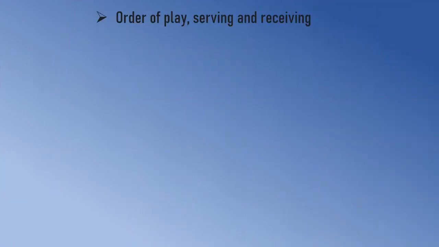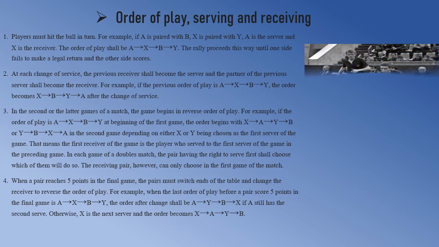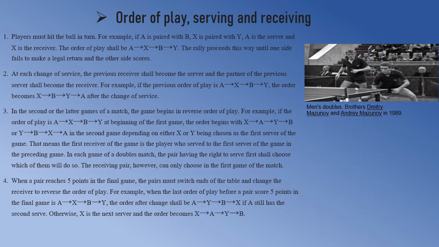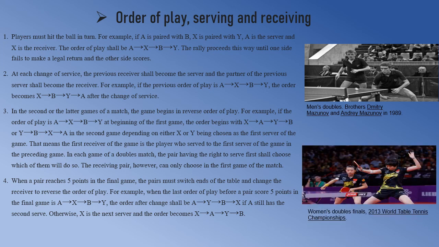Order of play, serving and receiving. Players must hit the ball in turn. For example, if A is paired with B and X is paired with Y, A is the server and X is the receiver. The order of play shall be A, X, B and then Y. The rally proceeds this way until one side fails to make a legal return and the other side scores.